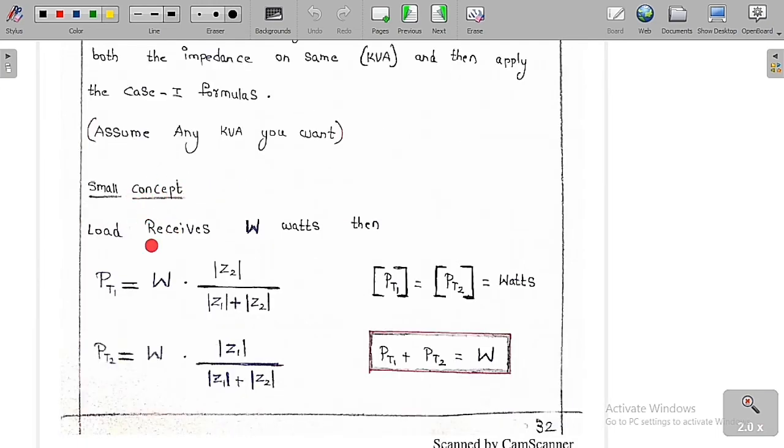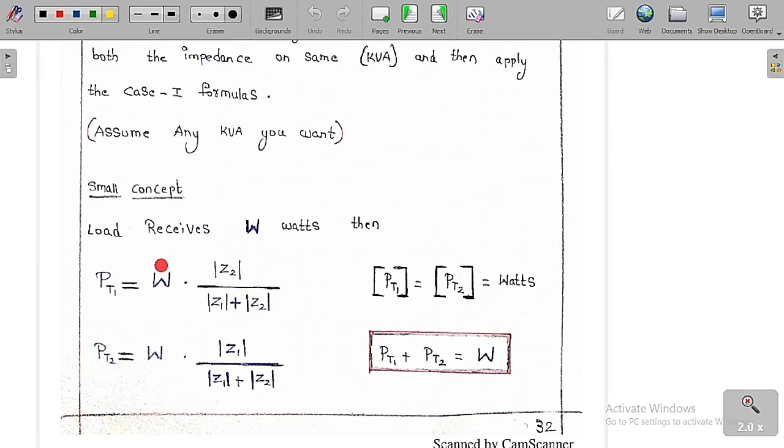So, a small concept here. Suppose the load is receiving W watts of active power. Then what is the active power sent by transformer 1 and by transformer 2? Just go for the magnitude values. The active power sent by transformer 1 is equal to W into mod of Z2 by mod of Z1 plus mod of Z2. Similarly, P2 is equal to W into mod of Z1 by mod of Z1 plus mod of Z2. The units of P1 and P2 are watts, and P1 plus P2 is nothing but the total W.